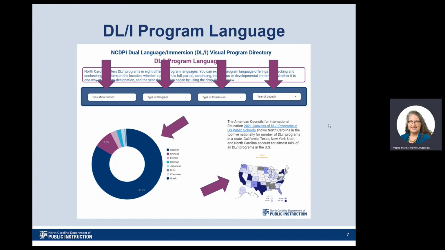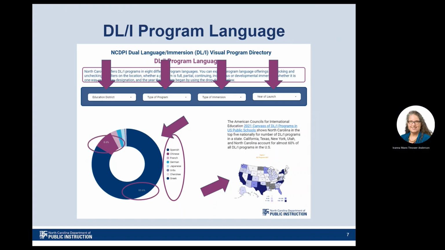Notice how the circle graph appears when nothing has been filtered out. You can see that there are 8 languages represented in the state, with 83.6% of the programs being Spanish, 8.6% Chinese, and then the percentages go down from there. Pay close attention to the circle graph in the next few slides.